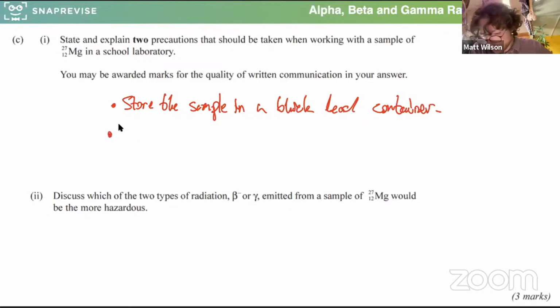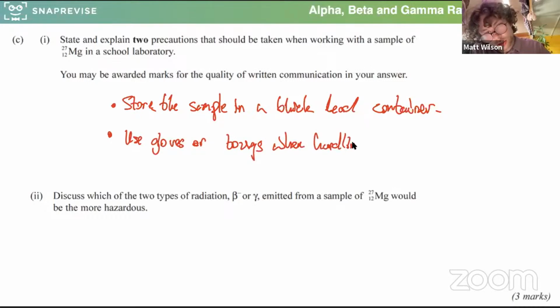Good. Next one. Use gloves or tongs when handling the sample. Classic. Very nice. Very good stuff.